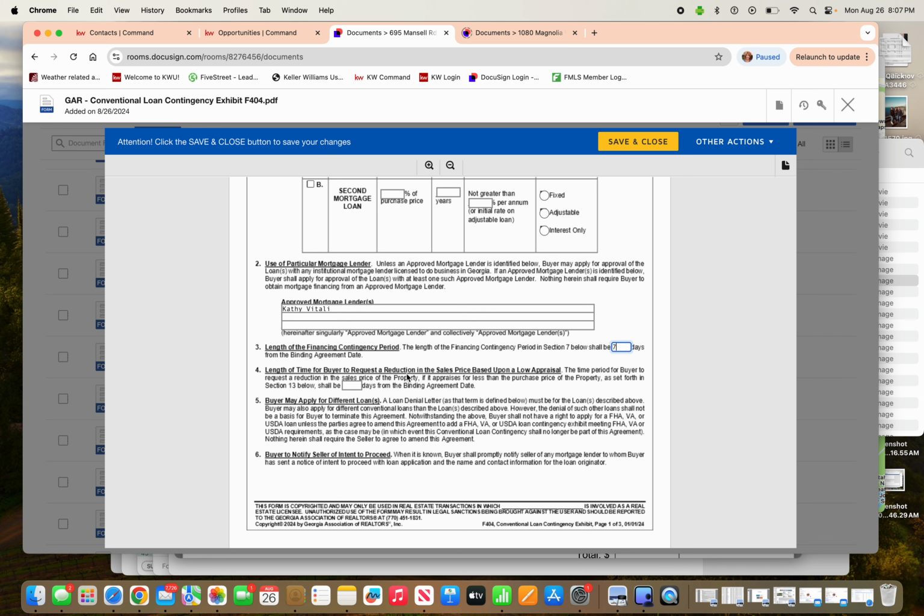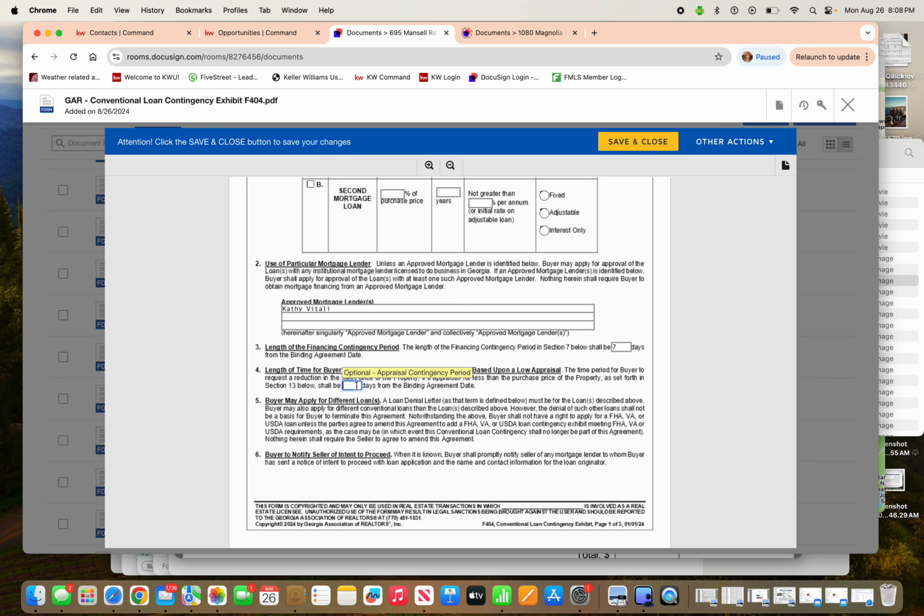Length of time for buyer to request a reduction in the sales price based upon a low appraisal. This is the old appraisal clause. It's the new appraisal clause. The time period for buyer to request a reduction in the sales price of the property if it appraises for less than the purchase price of the property as set forth in section 13 below shall be X days from binding agreement date. So that's not that you get the appraisal back at 8 o'clock on Friday night and that's the last day. You actually have to put a request in for reduction of sales price, and there is a specific GAR form for that.